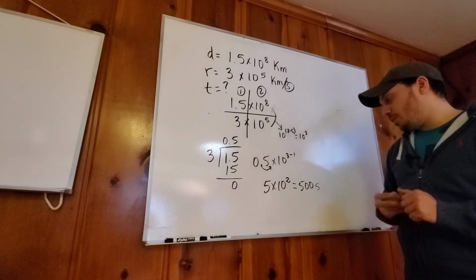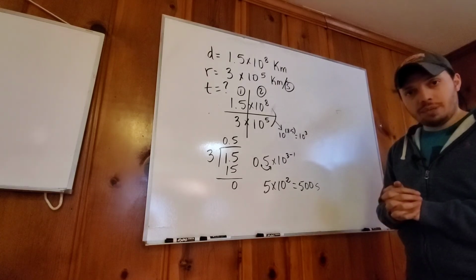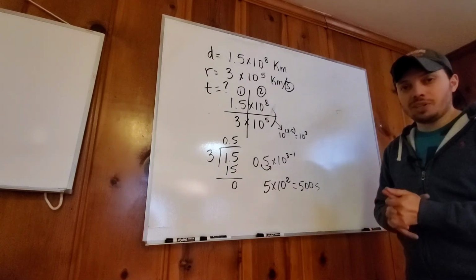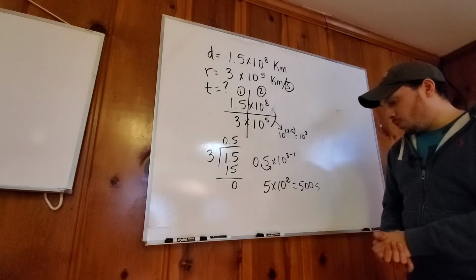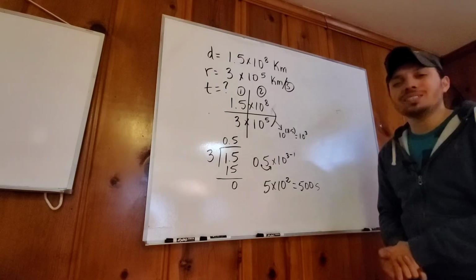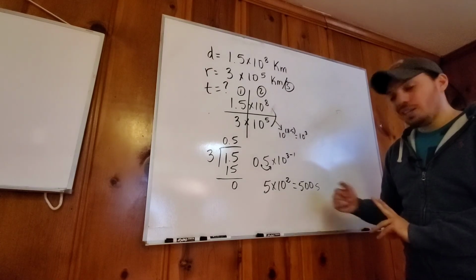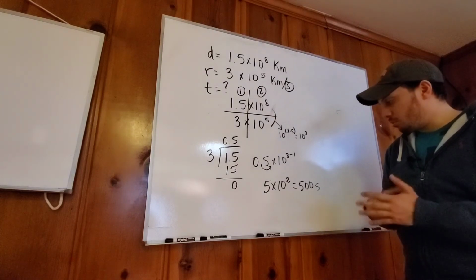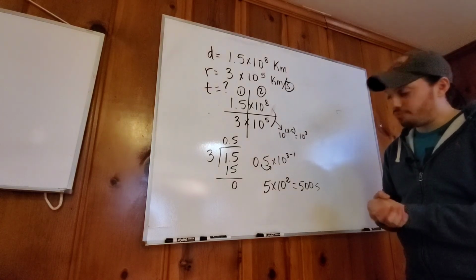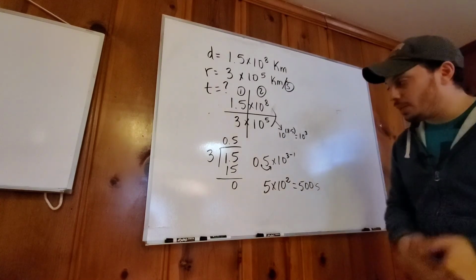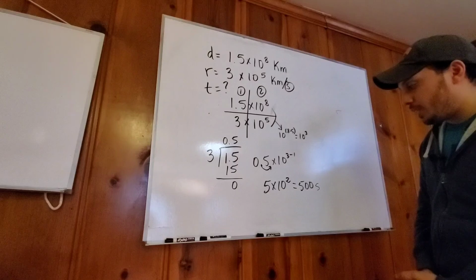500 seconds divided by 60. It's less than 10 minutes, because 600 seconds is 10 minutes. So 6 times 9 is 54. Less than 9 minutes, too. Oh, 6 times 8 is 48. 8 minutes, 20 seconds. That's what it is. 8 minutes, 20 seconds. So it takes the light from the sun roughly about 8 minutes and 20 seconds to reach the Earth.